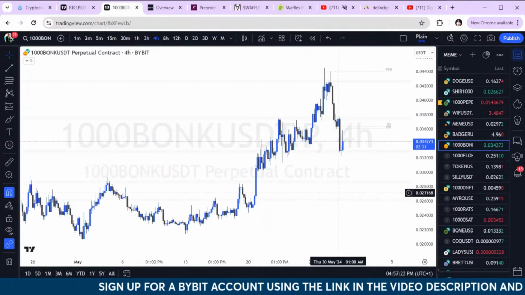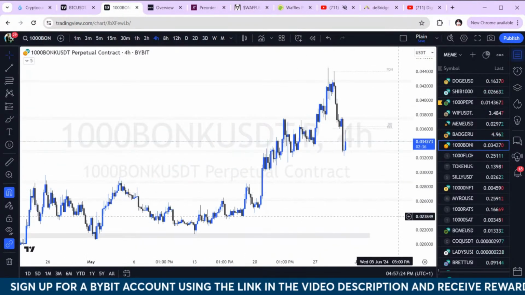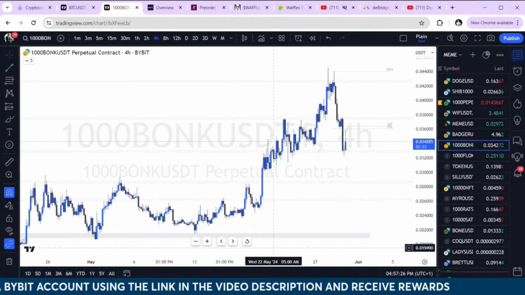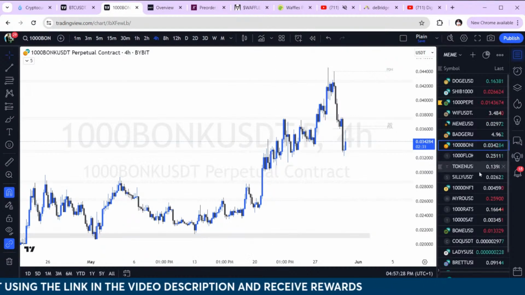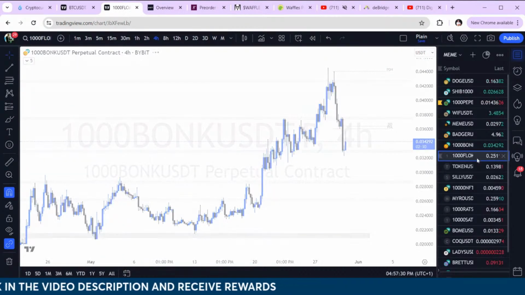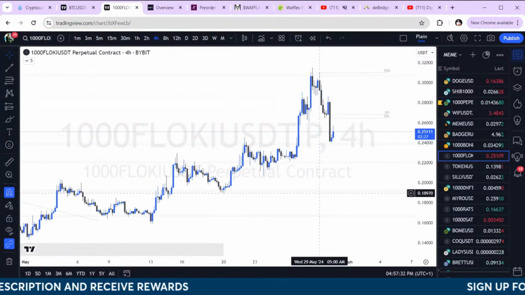Okay, so some of those coins have been down 9 to 10% and all of that. Let's see how we can get it. Floki is one of those tokens that I'm looking at buying too.